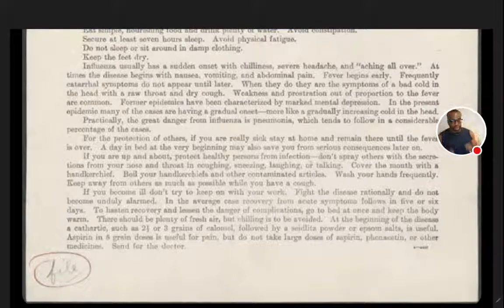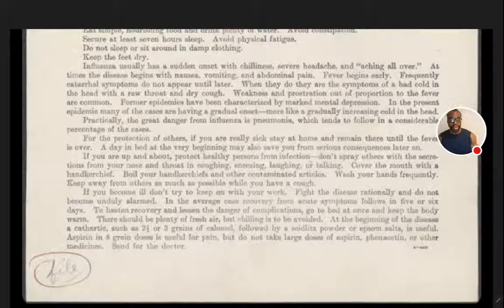They actually treated us. Can you imagine? They treated us like absolute adults. Fight the disease rationally and do not become unduly alarmed. How many people do you know that, the first thing that happened whenever they got tested for COVID and might have come back positive, or had COVID symptoms, they just ran to the hospital? How many people do you know probably did that?